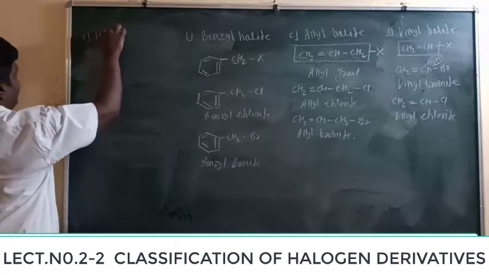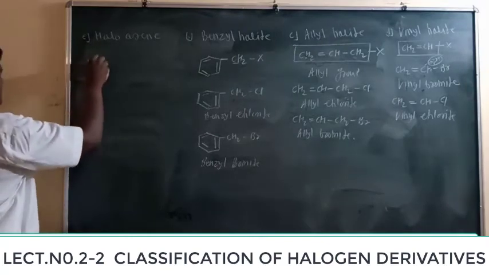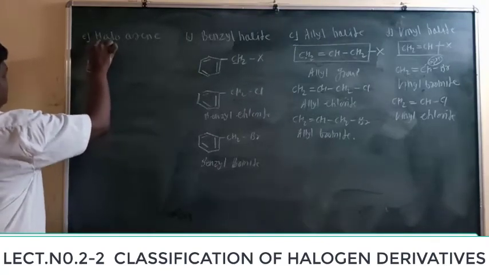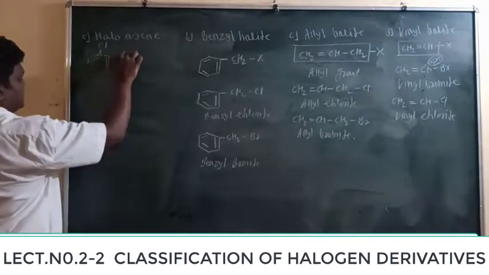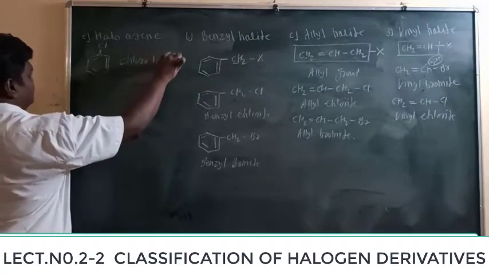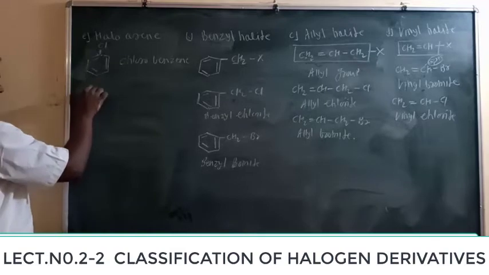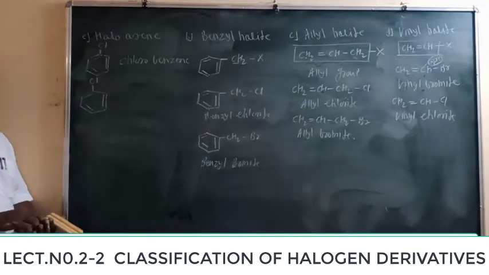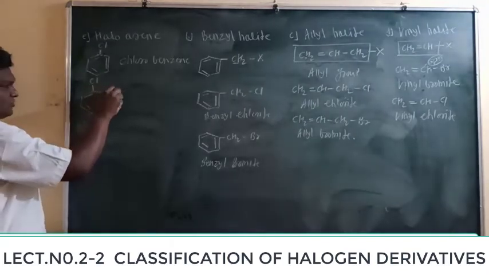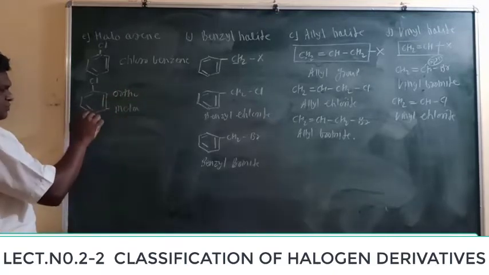It's called as haloarene. Now in haloarene, benzene. In this you will find the halogen atom attached to the carbon atom. This carbon atom is sp2 hybridized. This is called as chlorobenzene. Let's start the next one. Again, this is chlorobenzene. In 11th science, we have seen the positions. This position is called as ortho. This position is called as meta. And this position is called as para.